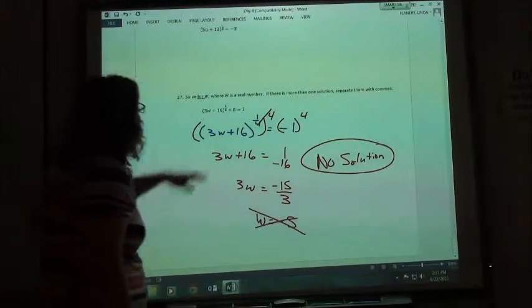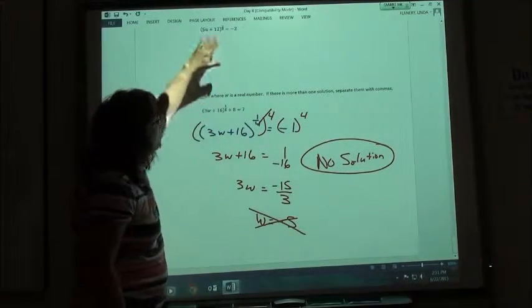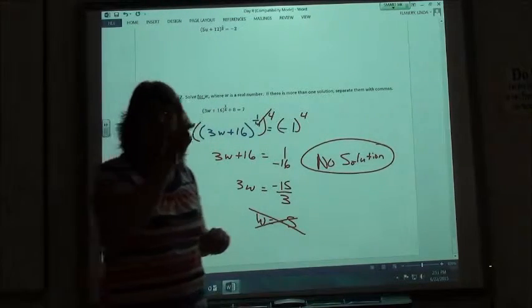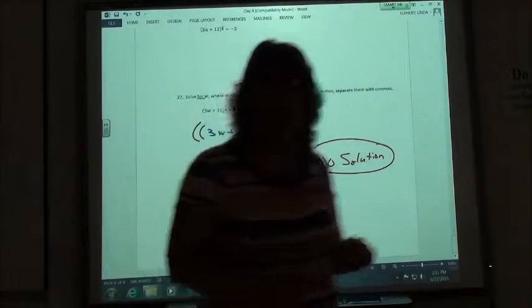Now, all of ours were unit fractions where you had 1/4 and 1/3. If you would have something like 2/3, you'd have to do the 3/2 power. You have to do the reciprocal of that fraction.